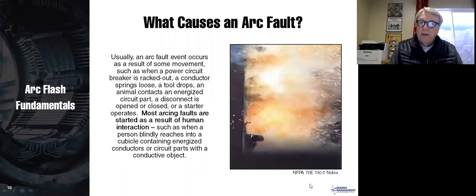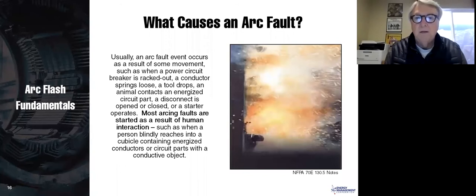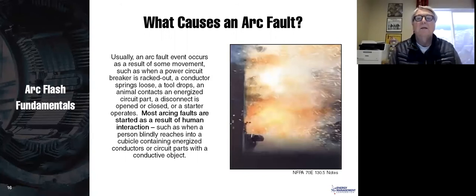What causes an arc flash? A lot of the things that I'm going to read are directly out of NFPA 70E, and you can see here in the lower right my reference. Usually an arc fault event occurs as a result of some movement, such as when a power circuit breaker is racked out, a conductor springs loose, a tool drops, an animal contacts an energized circuit part, a disconnect is open or closed, or a starter operates.